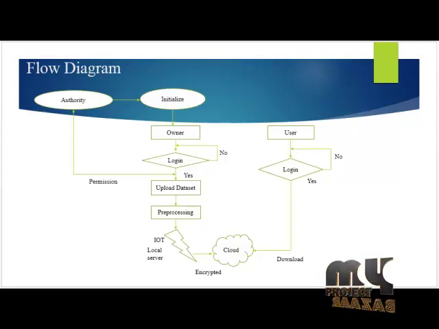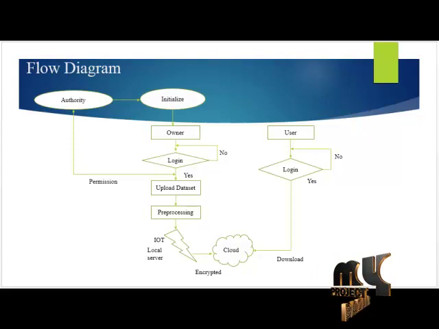Here there will be four members: authority, owner, user, and IoT, that is a local server. The authority has to initialize the system, because only after the initialization can any person log in or use the system. After the initialization, the owners need to log in. Before login they have to register. While registering itself, the system gets their attributes, and according to the attributes only they may log into the system.